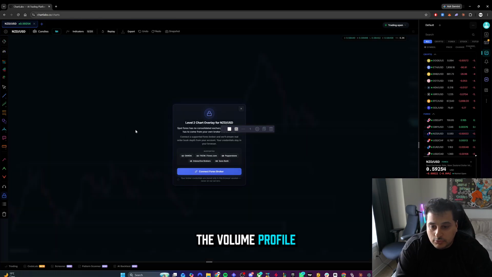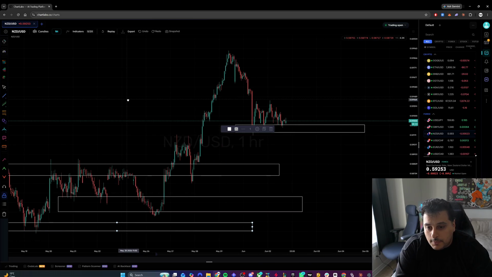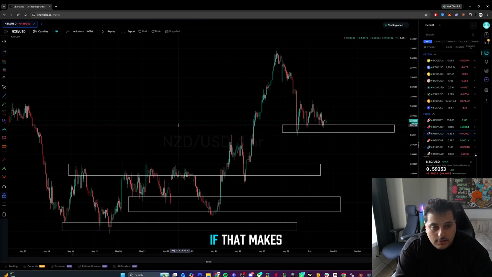If we take a look at the volume profile, sorry, we're looking at Forex pairs right now, so it's not going to show you, but we're working on it. These are the areas that we're looking at, if that makes sense.